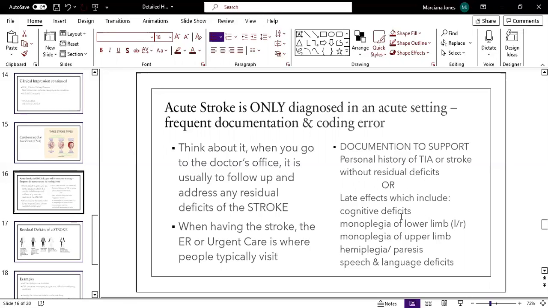Or it's going to say late effects, which includes cognitive deficits, monoplegia of lower limb, which is going to be left or right. You're going to have monoplegia of your upper limb, left or right. You're going to have hemiplegia, paresis, left or right. Any kind of other paralytic syndrome. Other late effects of the cerebrovascular disease, and any speech and language deficits.